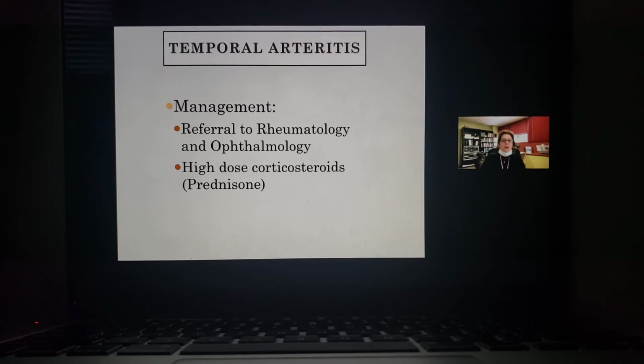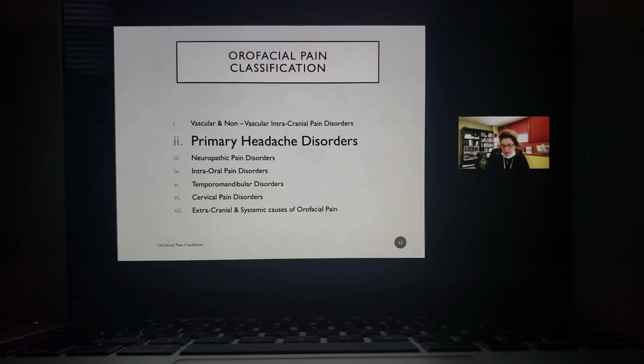So when we suspect that this is the case, we definitely contact the primary immediately, or if the patient already has a rheumatologist in their list of providers, we would contact the rheumatologist or the ophthalmologist, mainly the rheumatologist. The course of treatment is going to be to put the patient on high-dose corticosteroids to reduce the inflammatory process that is going on and help the patient.